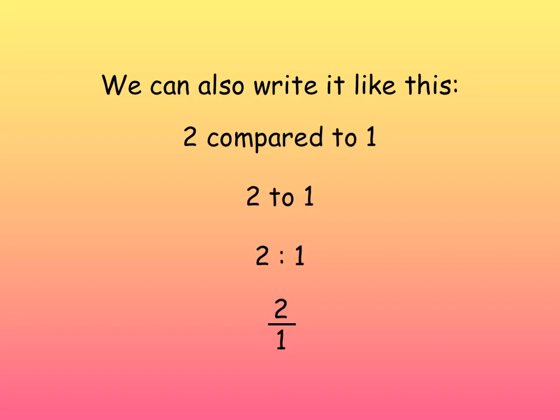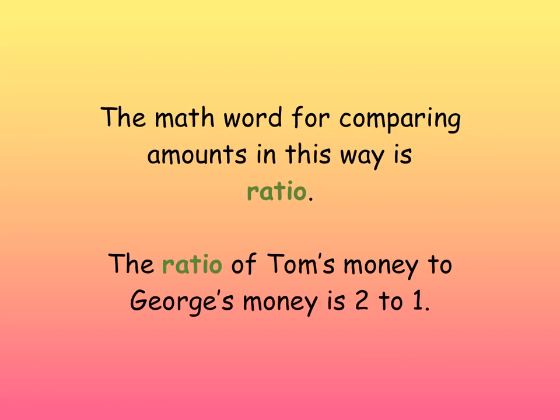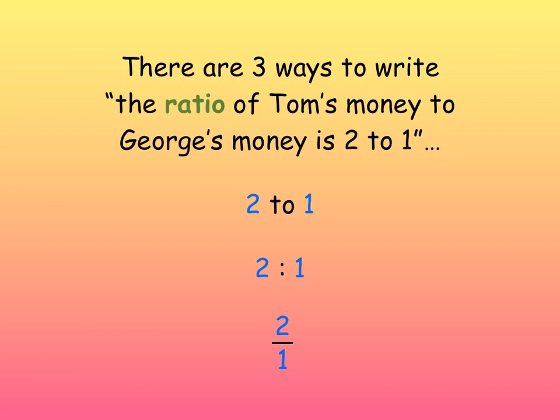When you see the two little dots, you read it the same way, 2 to 1. When you see 2 over 1, you still read it as 2 to 1. The math word for comparing amounts in this way is ratio. The ratio of Tom's money to George's money is 2 to 1. There are 3 ways to write the ratio, and they look different, but you say them all the same way: 2 to 1.